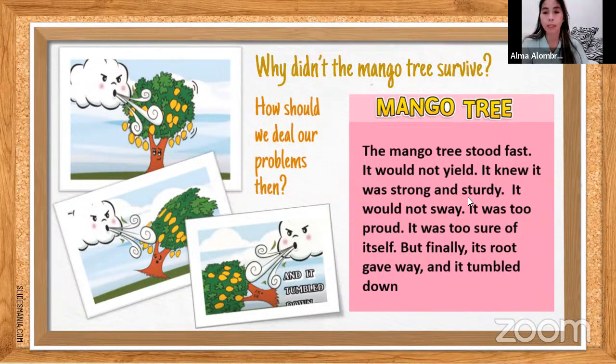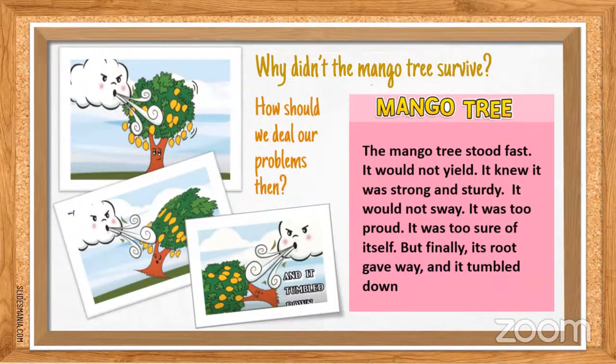Mark Jeremy, can you please read the description, the excerpt about the mango tree? Mango tree. The mango tree stood fast. It would not yield. It knew it was strong and sturdy. It would not sway. It was too proud. It was too sure of itself. But finally, its root gave way and it tumbled down.